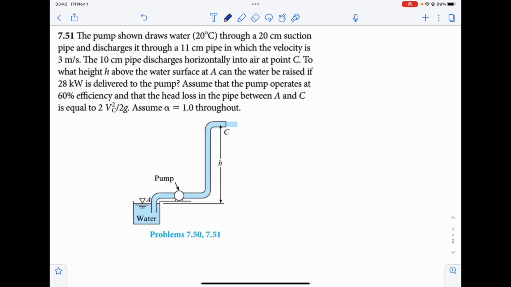For this video, we're gonna go through the solution for homework 10. So let's look at the first problem, 7.51.